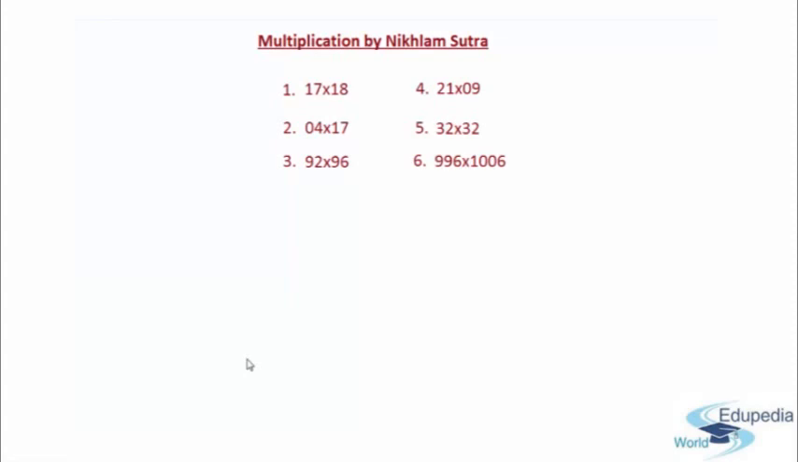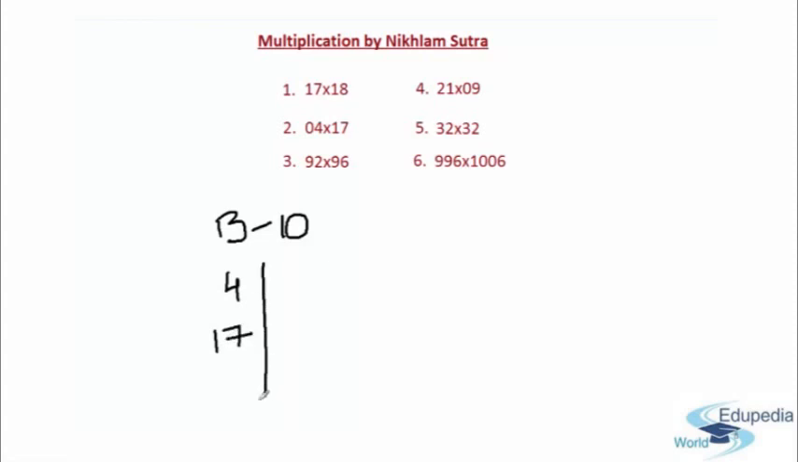Now coming to problem number 2, that is 4 into 17. If you observe these two numbers, it comes under case number 3 of Nikhilam Sutra. According to case number 3, one number should be less than the base and the other number should be greater than the base. So the base for these two numbers is 10. First, let us write the base 10. After writing the base, you write down the numbers one below the other like this: 4, and below it, write down 17.